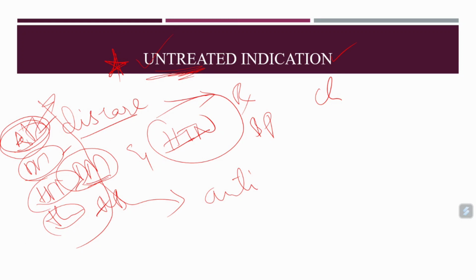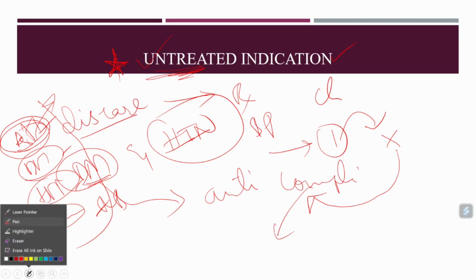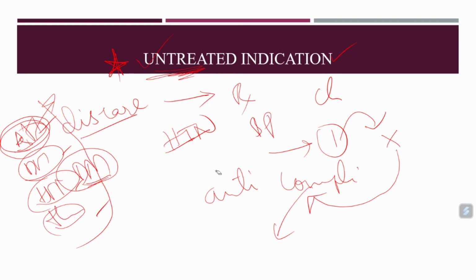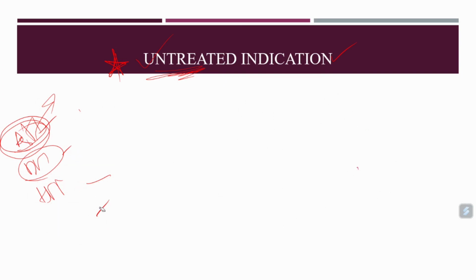In untreated indication, what happens? The patient will take treatment only for one condition, and the remaining condition will not be treated. This remaining condition will go to complication, and that will again cause lethal consequences to the patient. I think you all are understanding what I mean. Untreated indication is where the patient already has a diagnosis, but that condition is not treated by the medical professional. That is called untreated indication. It is possible in hospitals, and it is very common in hospitals.